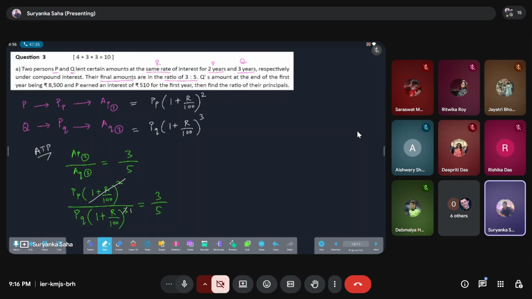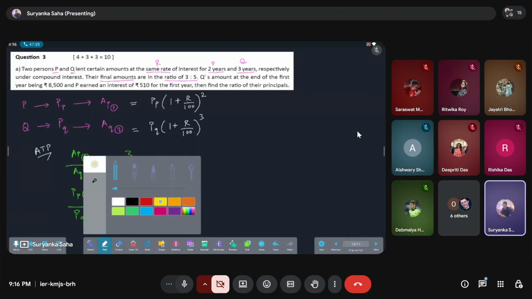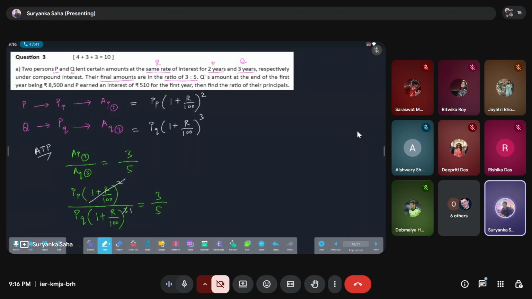So in the next line, I will write PP by PQ into 1 plus R by 100 to the power 1, equal to 3/5.